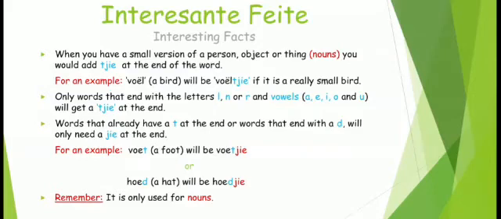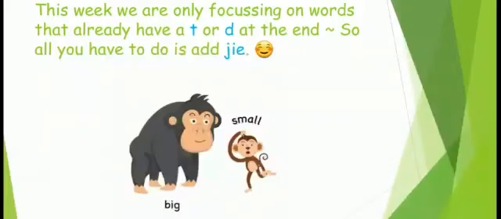The last point is important. It says, remember, it is only used for nouns. If you've been practicing your nouns in English with Mr. Nacko and Mrs. Smith, you will know exactly what a noun is. In Afrikaans, a ki will only be after nouns. This week we are only focusing on words that already have a t or a d at the end, so all you have to do is add the j, i, e. That's all you need to worry about for this week.